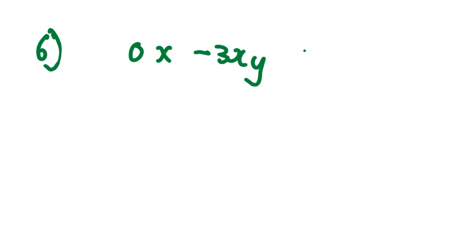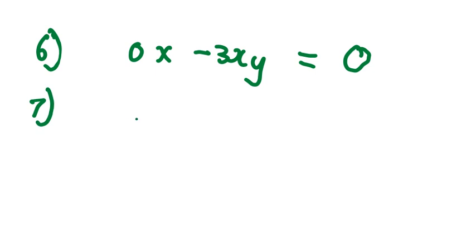Let's say also you might have another problem. This is going to be problem number 6 maybe. So 0 times negative 3xy. Anything multiplied by 0 is 0, no matter what. Okay, no matter what. Anything multiplied by 0 is 0.